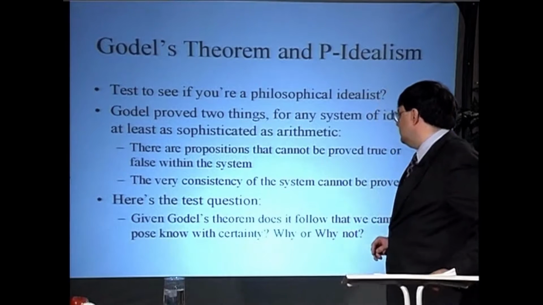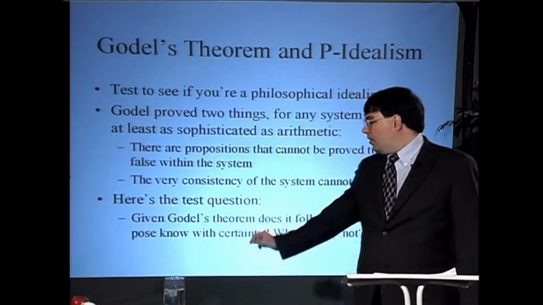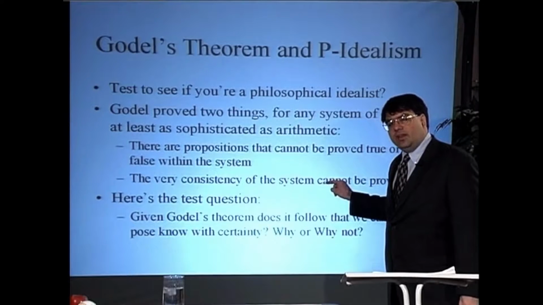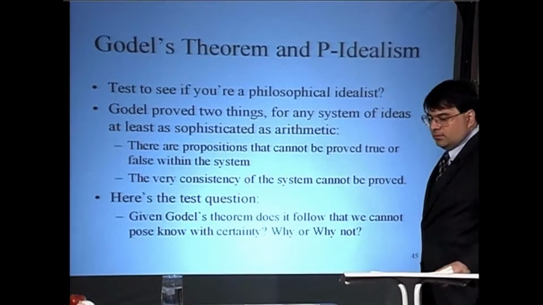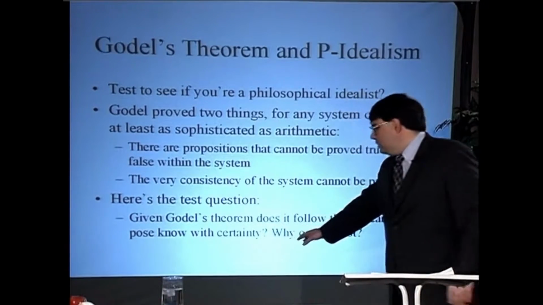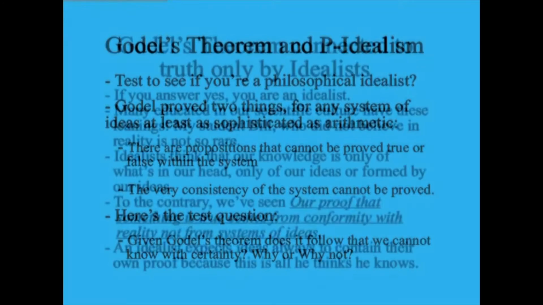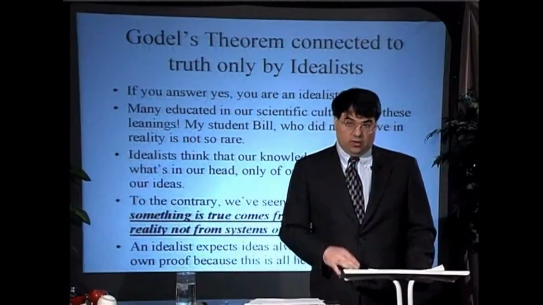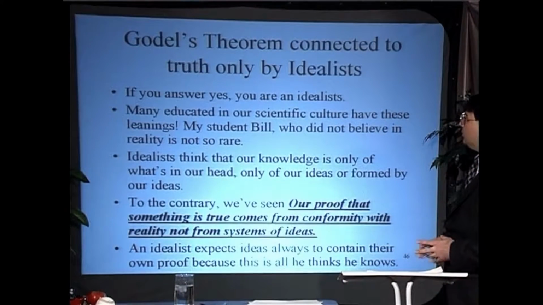So here's the test. Given Gödel's theorem, does that mean we cannot know with certainty? After all, we can't even know if the system is self-consistent. If the system's not consistent, then nothing in it makes any sense. So answer that question to yourself. Does that mean we can't know with certainty? Why or why not? If you answer yes, you're an idealist. Again, this is a particular use of the word idealist. It's called the philosophical idealist, whereby you think that ideas come first.